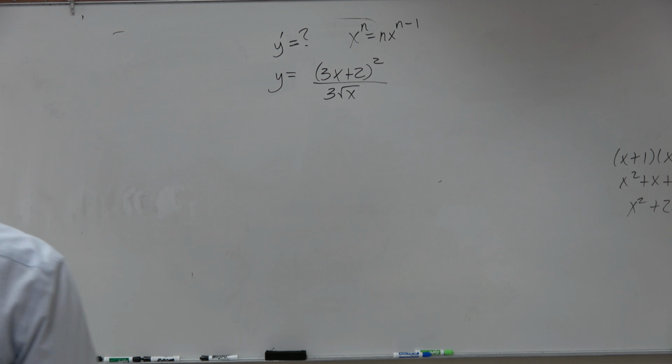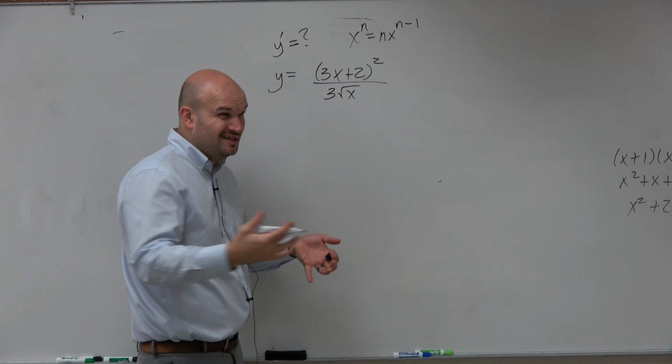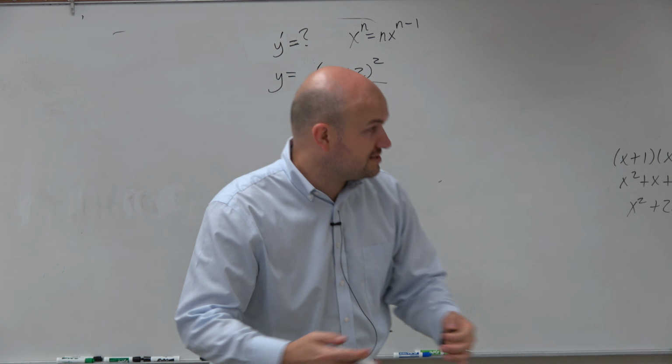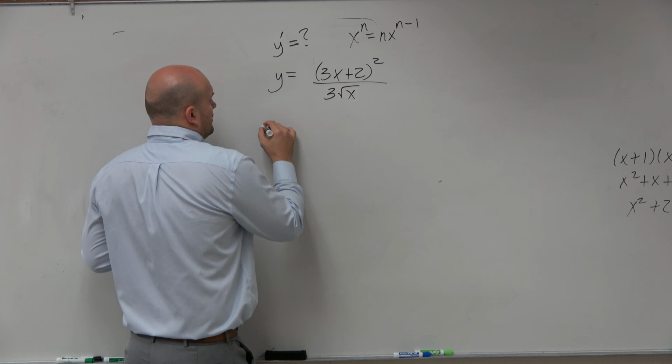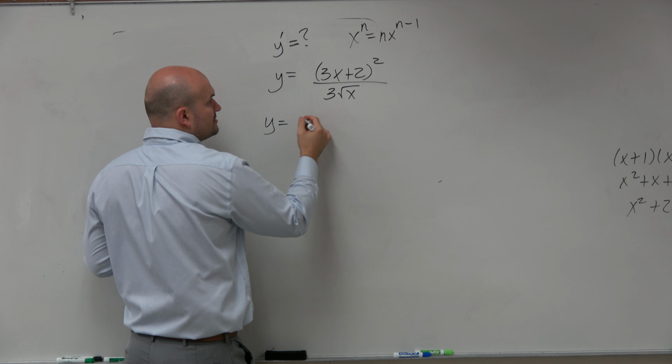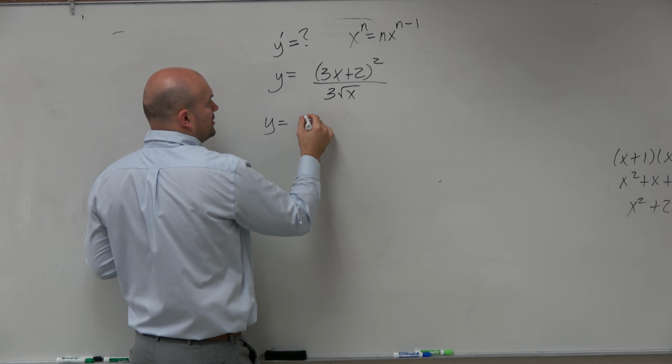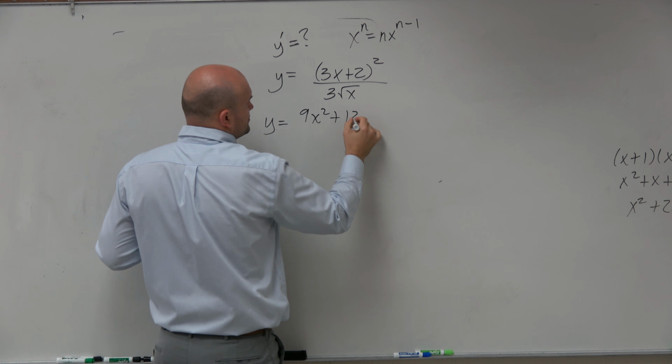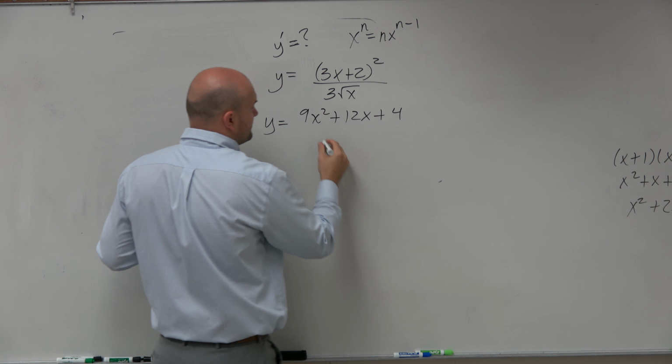One, guys, what they're asking us to do is find y prime, which again is the equivalent to dy over dx. So let's go ahead and simplify this. So when we distribute, or when we expand that binomial, we get 9x squared plus 12x plus 4.